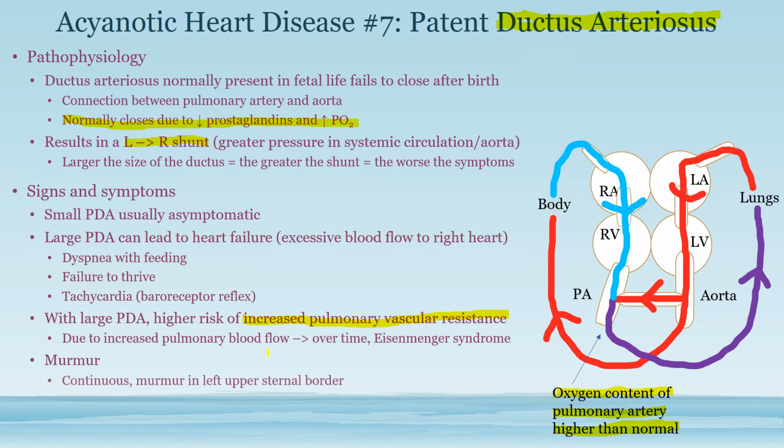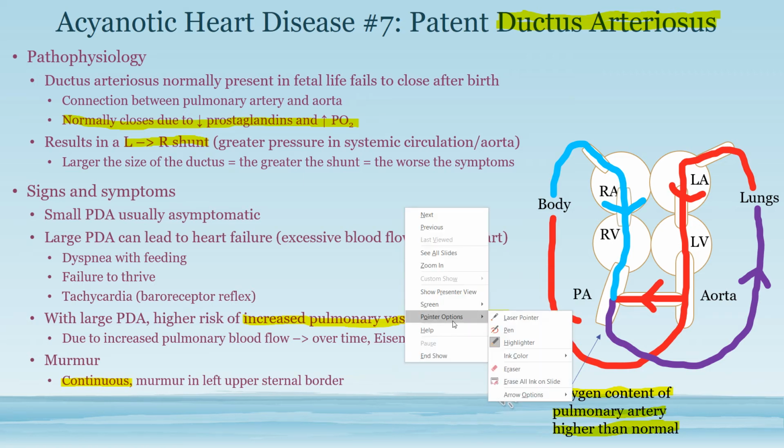You also get a murmur with this condition as well, and it's a continuous murmur in the left upper sternal border. Continuous meaning that it happens in systole and diastole. So let's take a quick listen to this murmur.